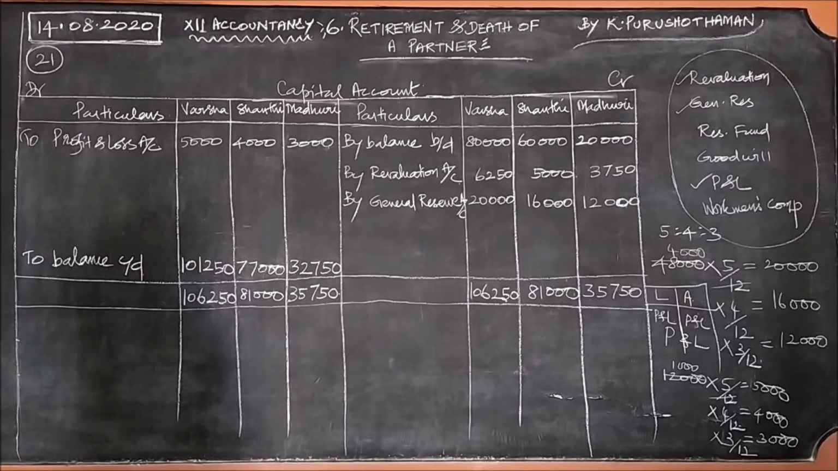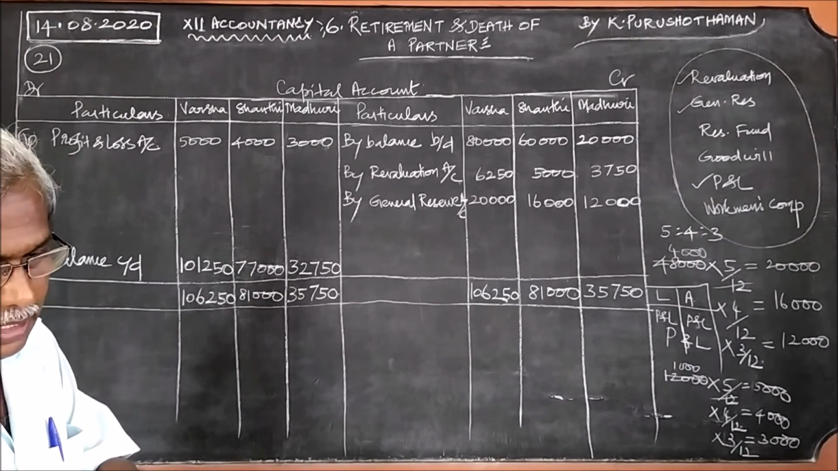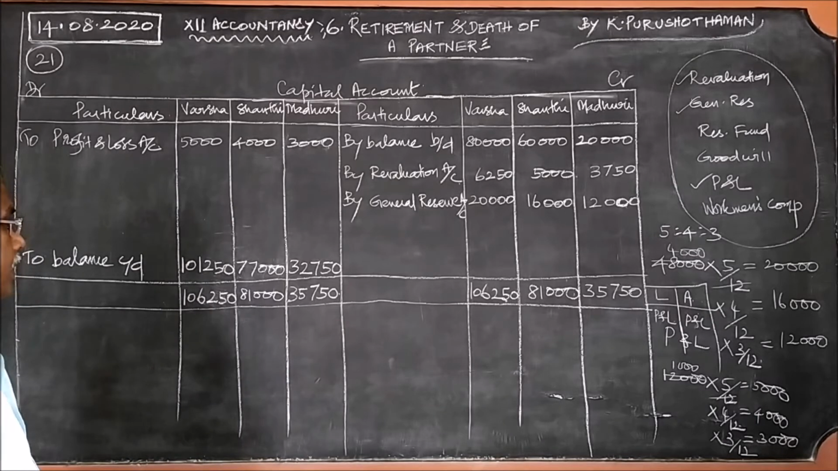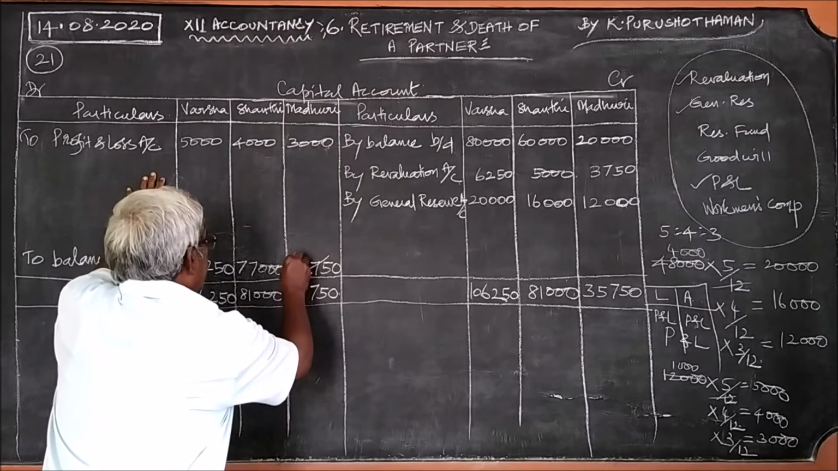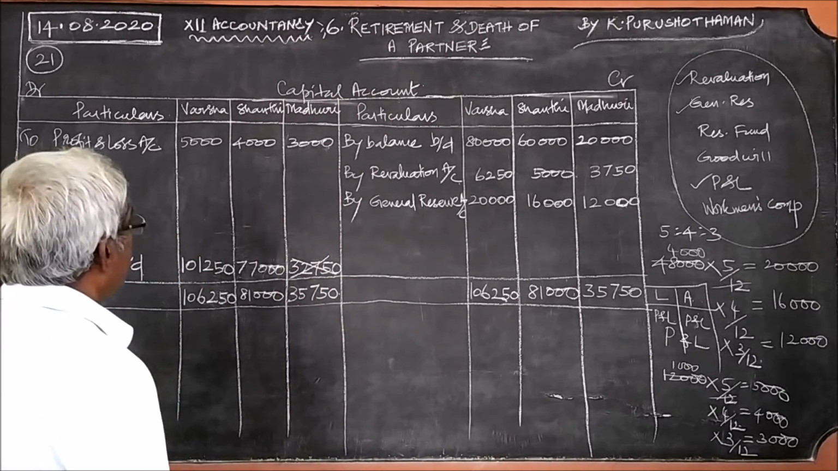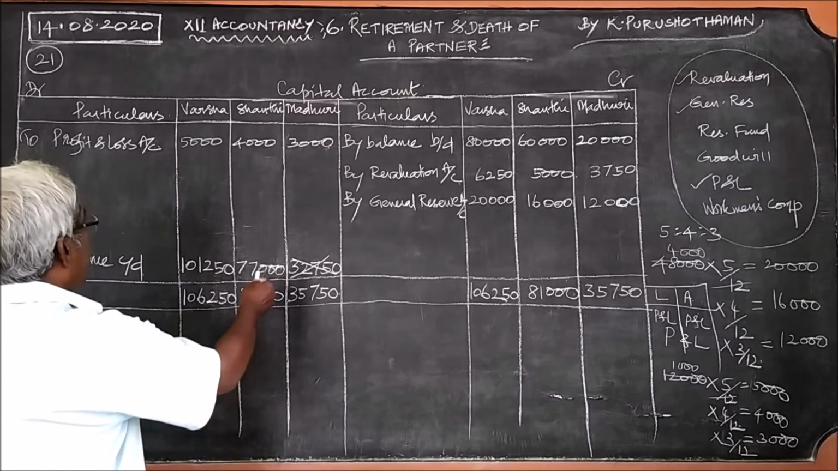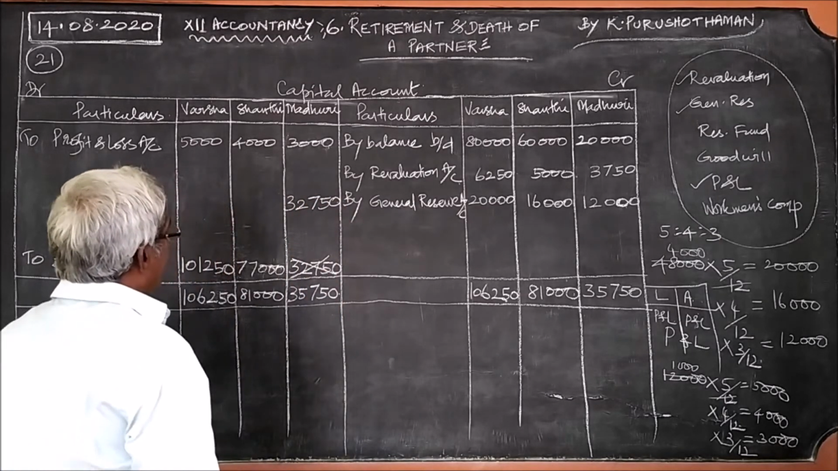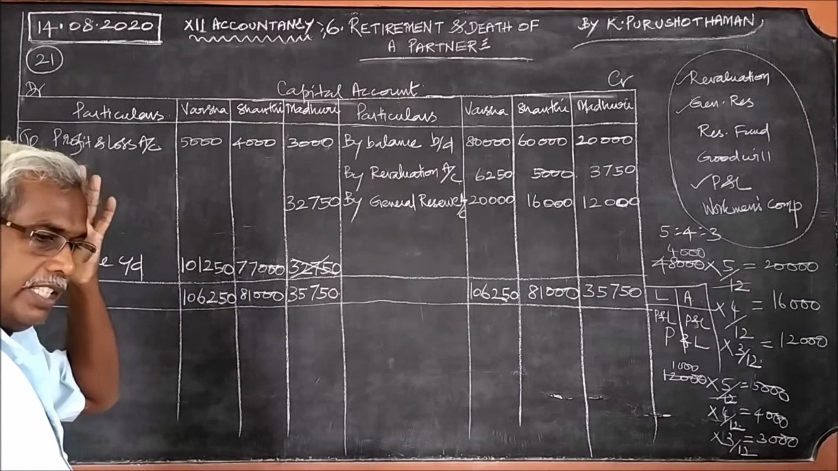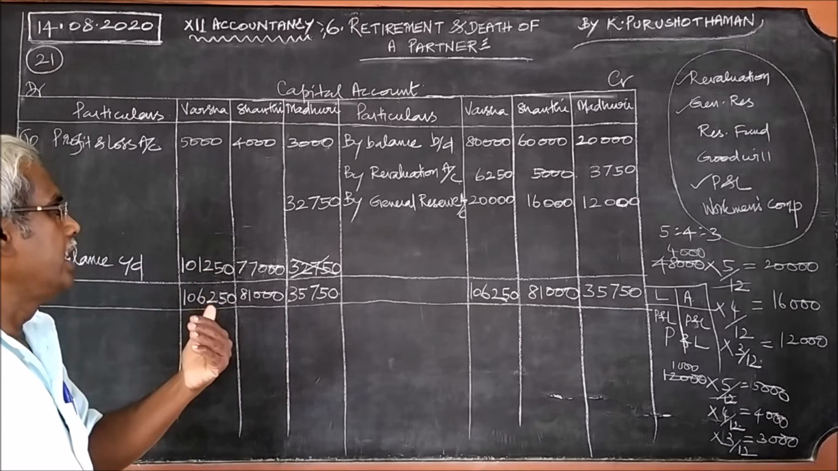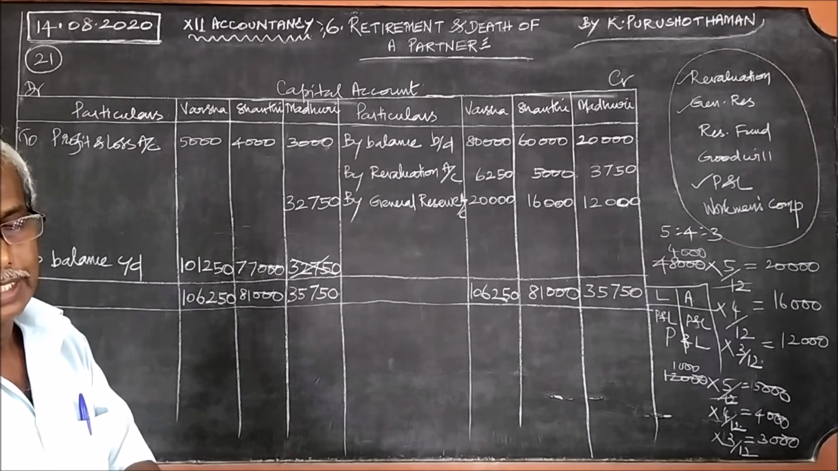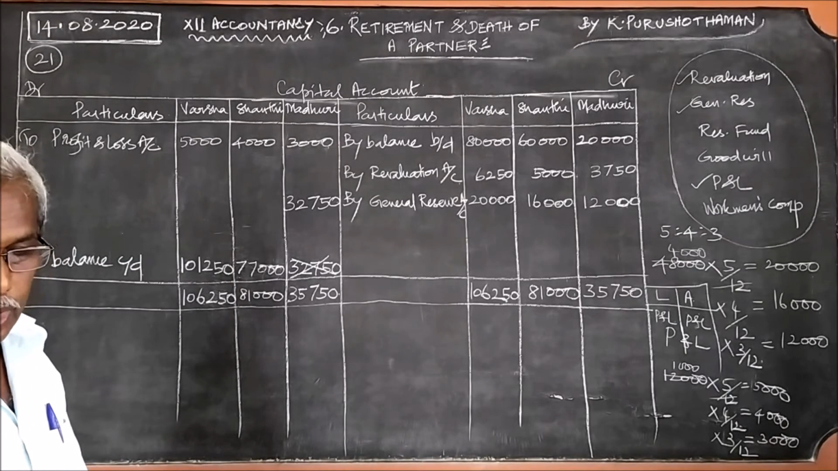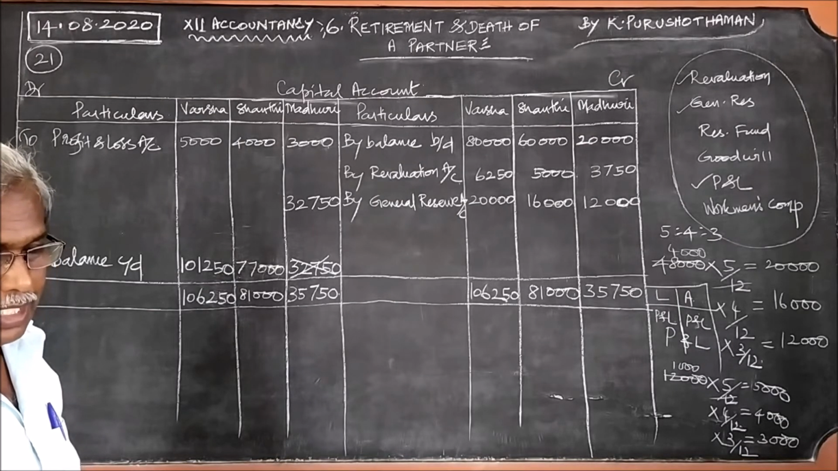So, what happens here? The partner Madhuri is retiring. Madhuri died. After the death of the partner, how can this amount be kept here in balance carried down? It cannot be. So this should be shown separately. 32,750. The died partner's share should be shown separately. We have seen it already in the other problems. The retiring partner's amount is shown separately. Likewise, here also, the died partner's share should be shown separately. Who is the partner who died? The partner who died is Madhuri.